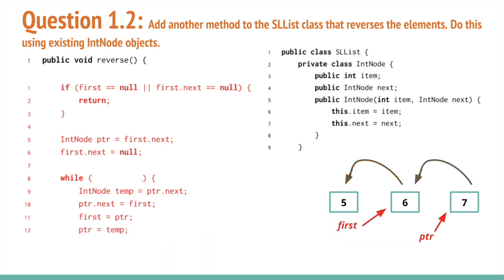So now in our next iteration, we have temp equal to pointer.next, which is just null. Then we have pointer.next equal to first. And then we have first equal to pointer, and then pointer equal to temp, which is just null. So at this point, we have successfully reversed our list. So our exit condition for our while loop should be if pointer is equal to null.